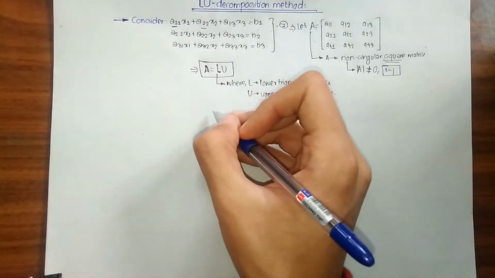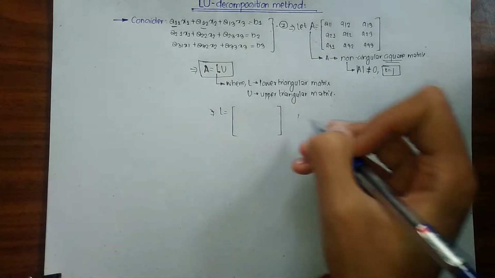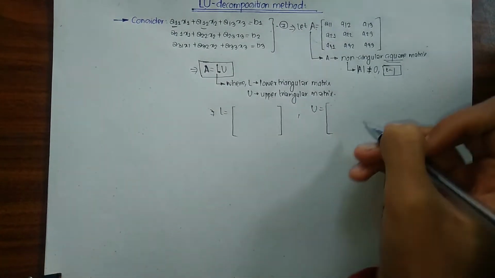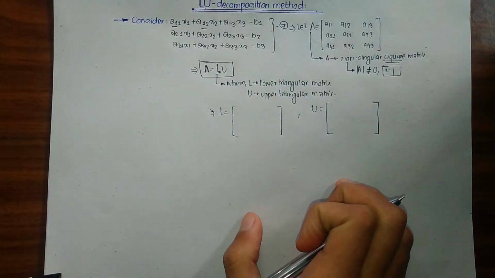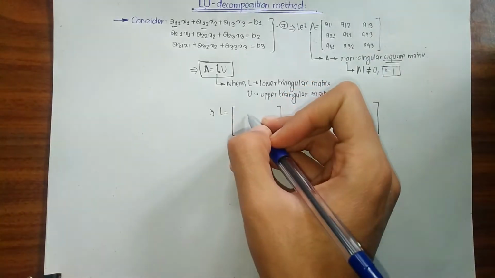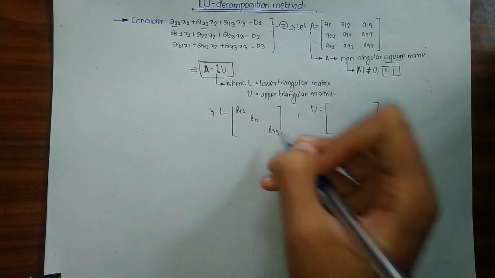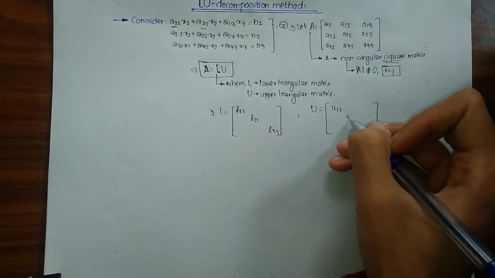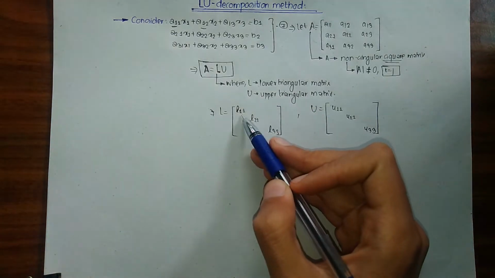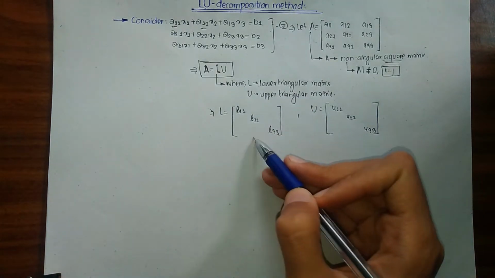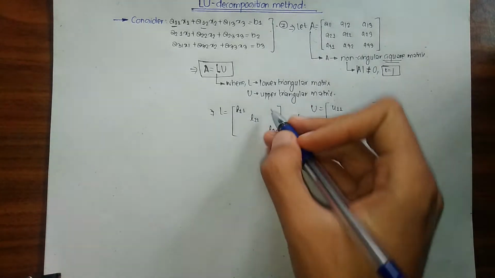So let me write L and U. What is a lower triangular matrix and what is an upper triangular matrix? Let me write down the diagonal elements firstly: L11, L22, L33, and U11, U22, U33. As you can see here, a lower triangular matrix will have elements on and below the main diagonal only, and in the main diagonal will have elements, while above the main diagonal it will be filled with zeros.